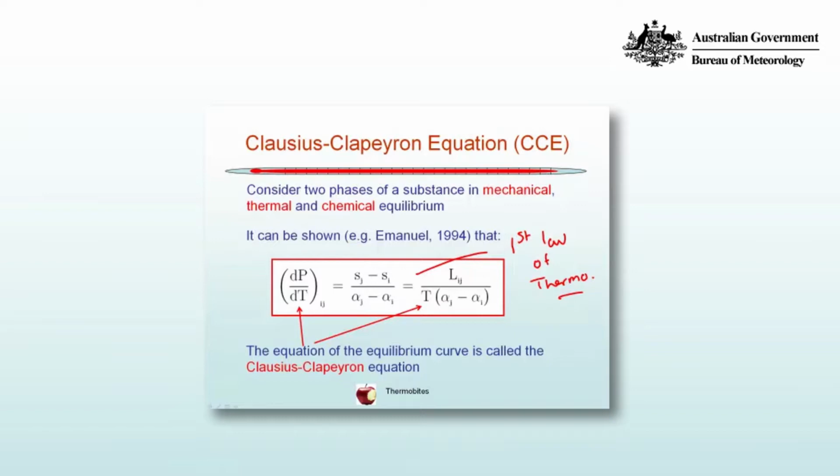Entropy can be related to heat divided through by temperature, and the differences in the specific entropies between the two phases is related to the amount of energy you need to supply to change the phase. And so this middle term can be rewritten as the latent heat for the phase change between phases I and J divided through by the temperature multiplied by the differences in the specific volumes. And this equation is referred to as the Clausius-Clapeyron equation, which, as I say, gives you the equilibrium curve between the two phases. So now let's consider different phase changes.